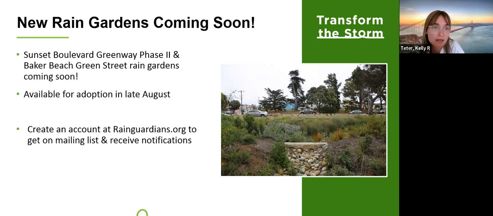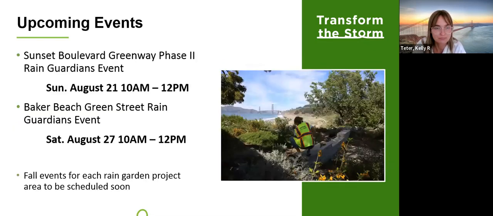We've also got Baker Beach Green Street rain gardens that are going to be added to the website. So all of those are going to be added probably in late August. And if you go on to rainguardians.org and create an account, you'll automatically be added to the email list that'll receive notifications about all this. And then we'll also put it up on all of our news platforms. So I'm sure you will hear about it if you want to hear about it once those gardens are up on the website for adoption.